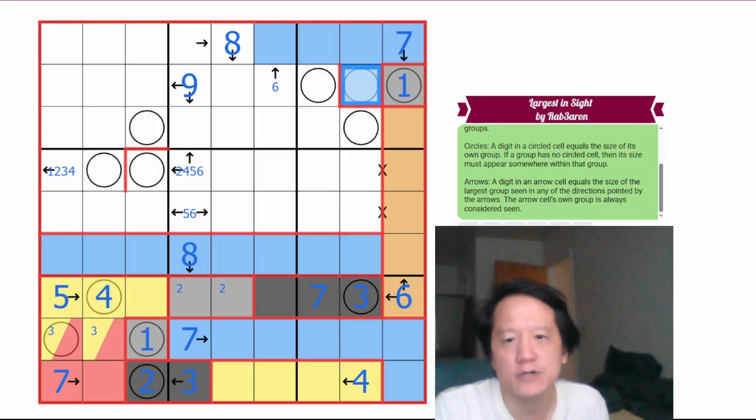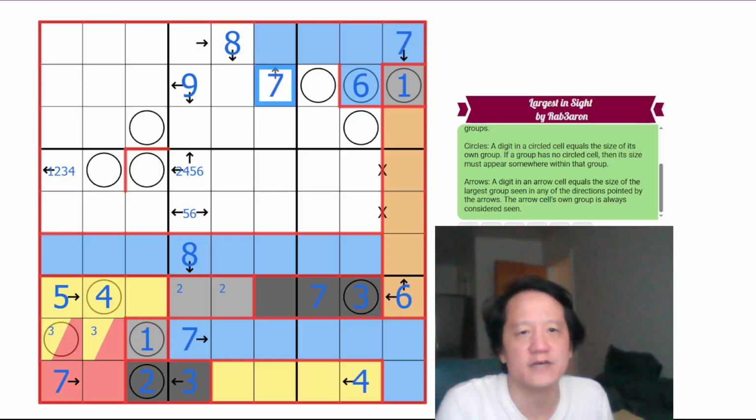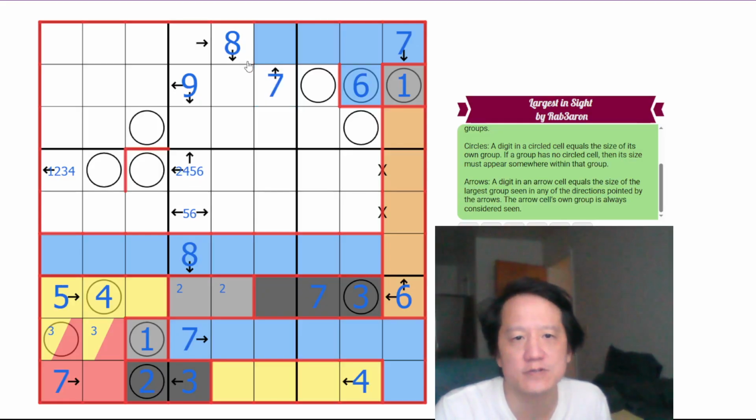But, okay, so we know this is size 6, which means this can't be 6. It must see a 7 size, so it has to be different. So it cannot be the same as that one, because its own region, it has to match. So this has to be blocked this way, this way. So this sees its own region of size 7.